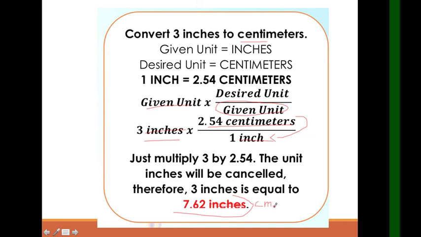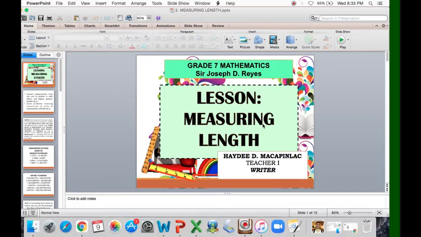That's equivalent to 7.62. So, pwede mo siyang i-check kung tama ba yung computation natin using your calculator. So, we have 3 times 2.54. To check, 7.62 tama. And then, centimeter ang gagamitin natin kasi na-cancel na natin yung inches. Okay? So that's all about our lesson 4, measuring length. With that, thank you very much for listening.